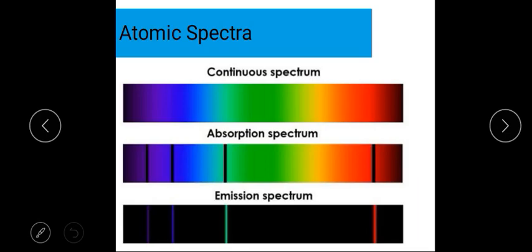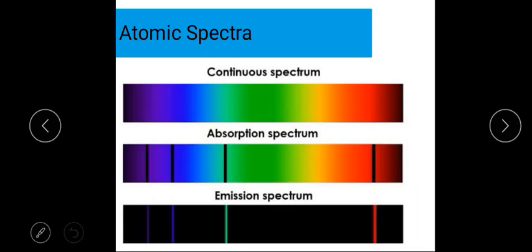Depending upon emission and absorption, we again have two types of spectra: the line emission spectrum and the line absorption spectrum. Each element has a specific characteristic spectrum of radiation emitted by it. So every element shows a specific spectrum of radiation, and that is what we call the spectra.